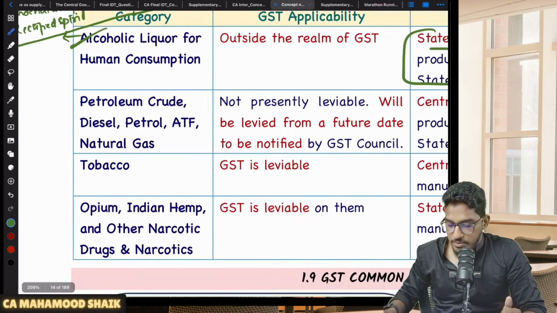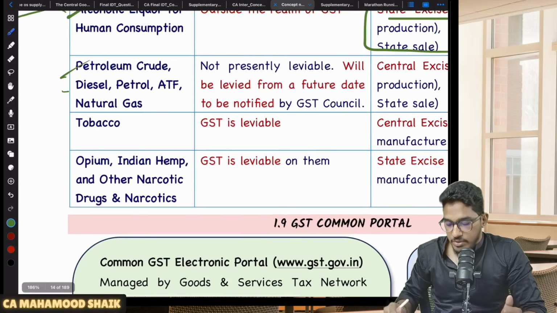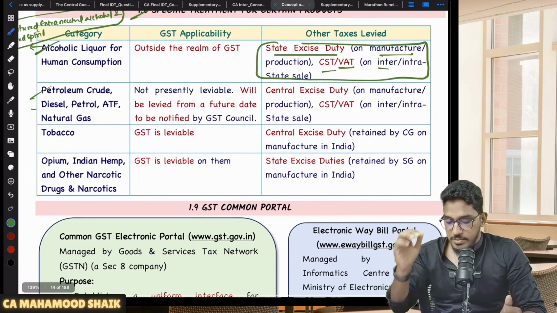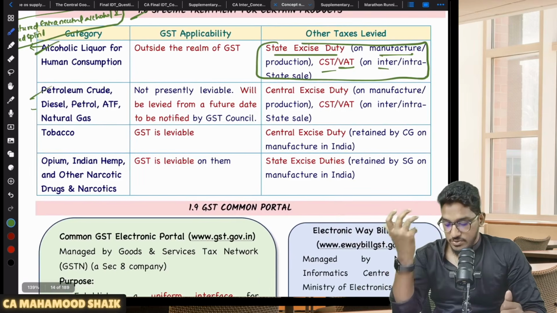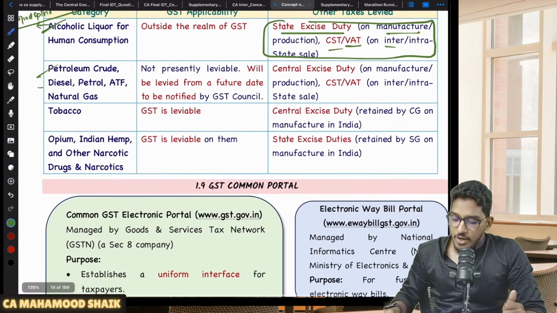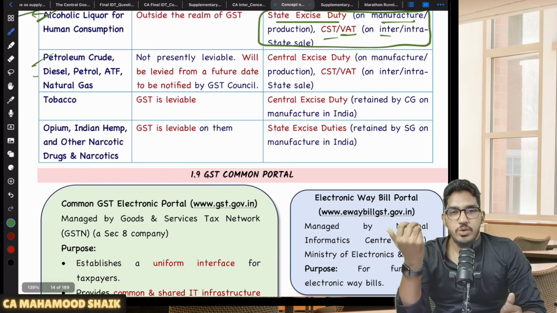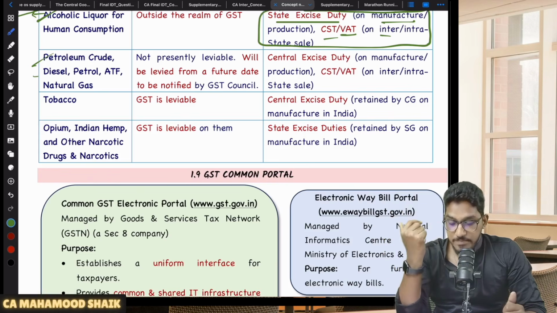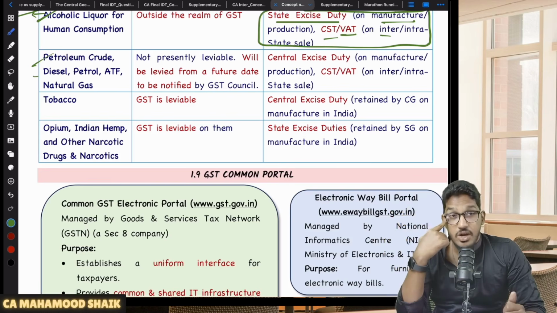So this is one special product. Then we have 5 petroleum products. Today, the hot topic is petroleum, diesel, petrol. This is a hot topic now because of the ongoing war between the US, Iran and Israel. So this is the current situation today. And recently you might also have seen the news on petrol and diesel: the government has cut down excise duty and all.